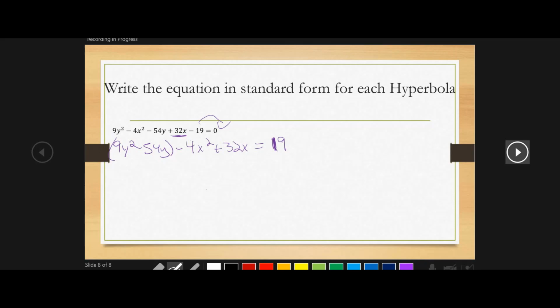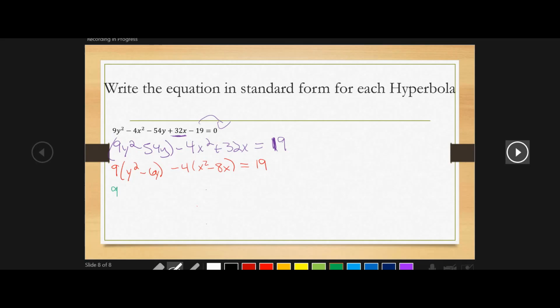Now, just like before with these, when you're completing the square, you have to take out the coefficient. It can only be a 1. So it has to be 9 on the outside. So y squared minus 6y. Just like that. Over here, I'm going to take out a -4, and then it'll be x squared minus 8x plus, oh yeah, minus, because the negative times the negative will give us a positive, equals the 19. And then I'm going to focus on completing the squares.